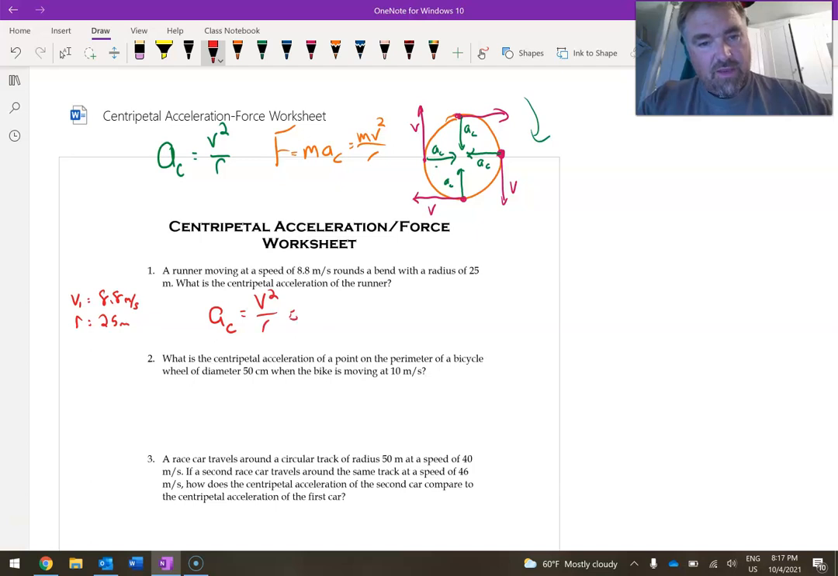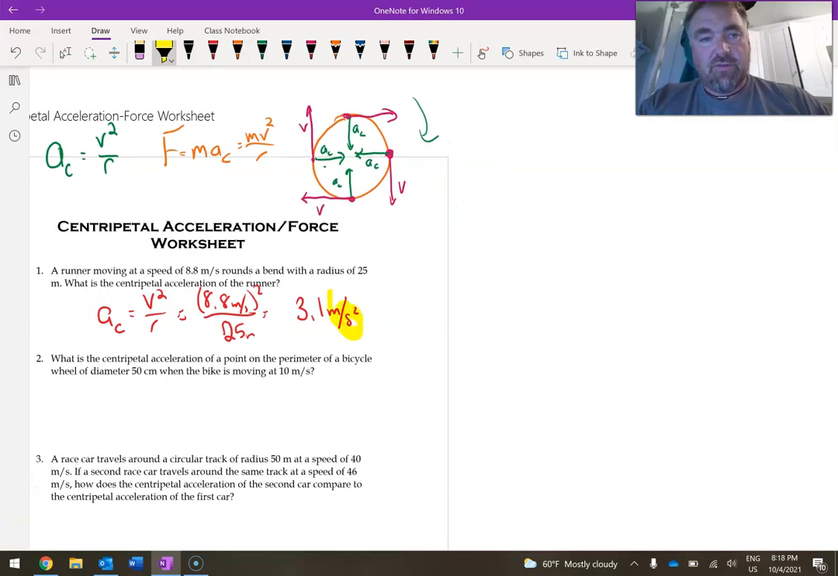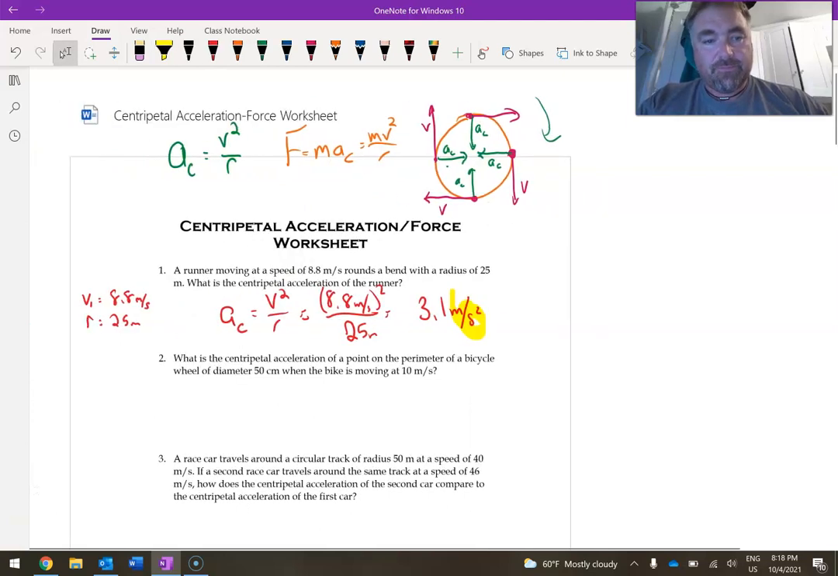So we've got the 8.8 meters per second. Don't forget to square it, divided by the radius of 25 meters. And when we do that, we get a grand total of 3.1 meters per second squared. Notice the units, meters per second squared, because we took the meters per second, squared it, giving us meters squared over second squared, and then divided through by meters. So it does give us our units of acceleration of meters per second squared.